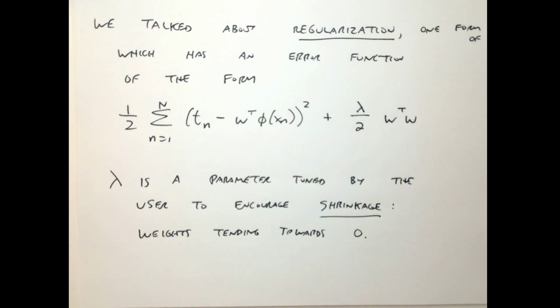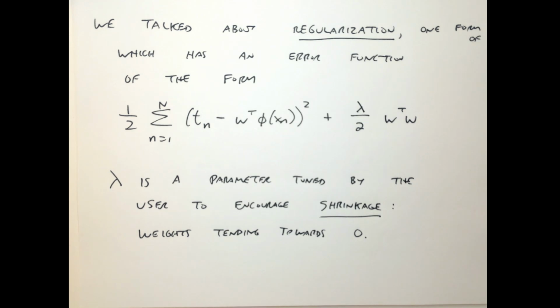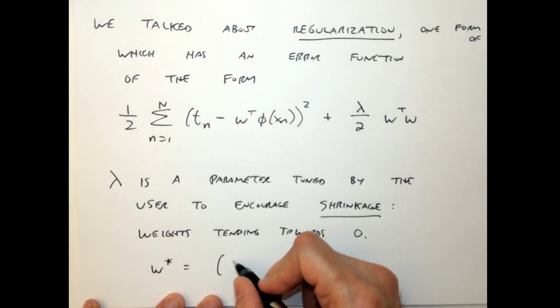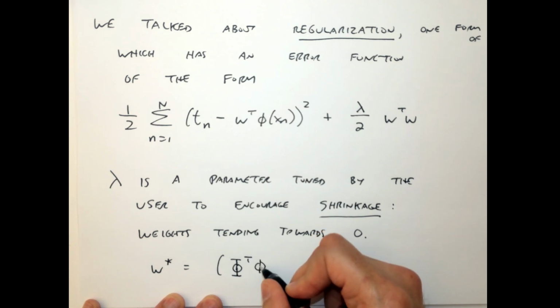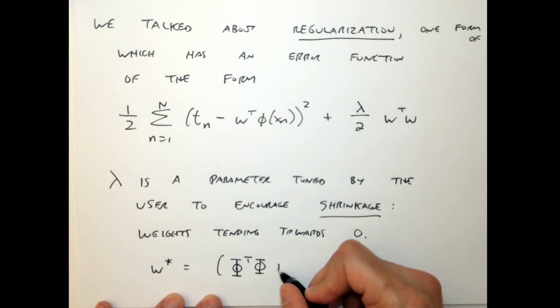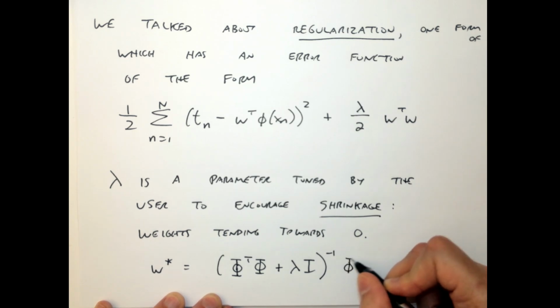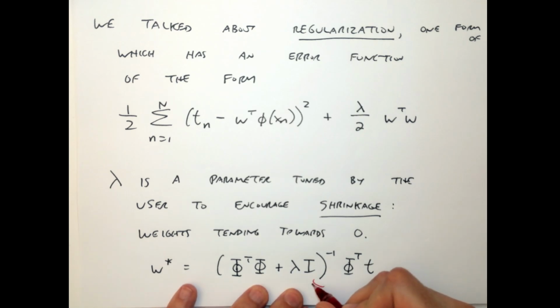And hopefully you already saw in your derivations in the homework that this can also be solved in exactly the same way as that other linear least squares problem, where the W star would be the same, phi transpose phi inverse, but now there's an extra term here that hopefully you remember, which is lambda I, right? So again, this here is the M by M identity matrix.